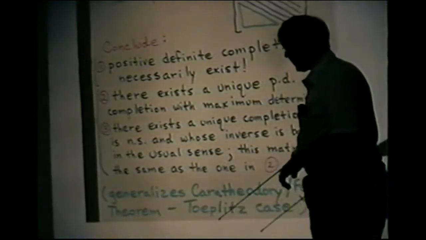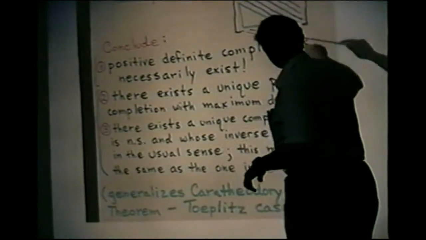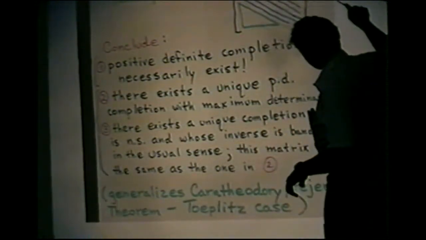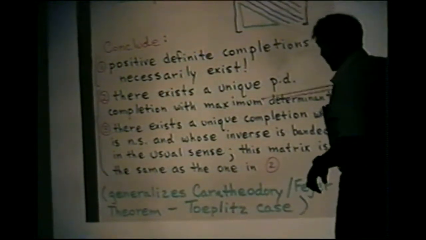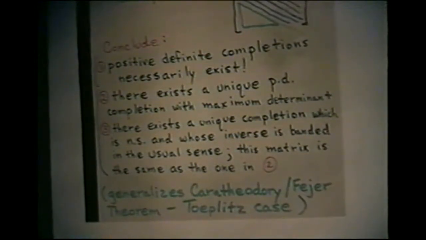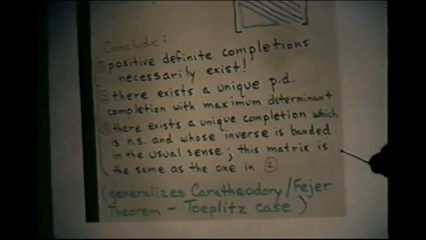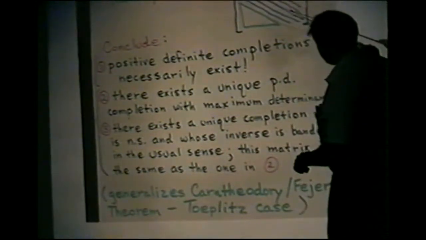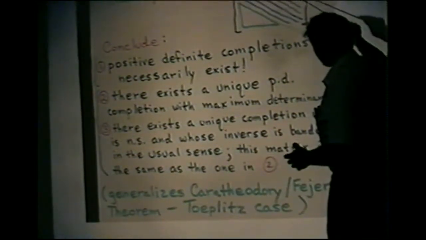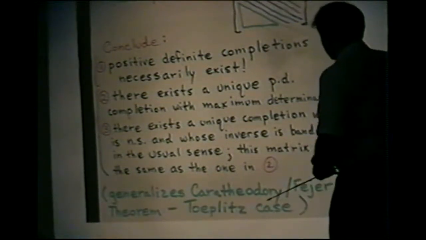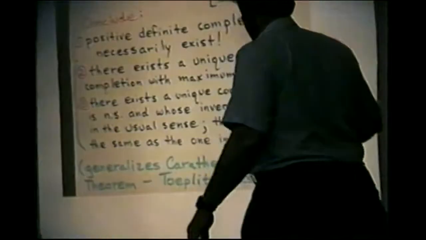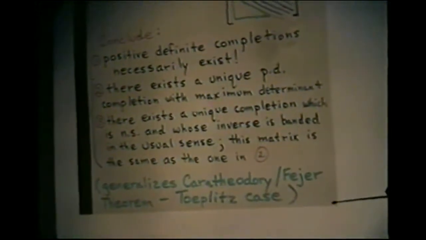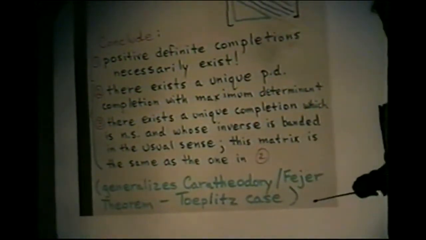And furthermore, there's a unique completion that is invertible and has zeros in the inverse outside the bands, and that is exactly the maximum determinant completion. Okay? So there's a nice characterization of the determinant maximizing guy. It's the only one that's invertible and has a banded inverse in the usual sense. Okay? Now, you can view this as a generalization of some classical results like Pierre-Theodore Taylor from the couplets case of this, but I won't go into that.